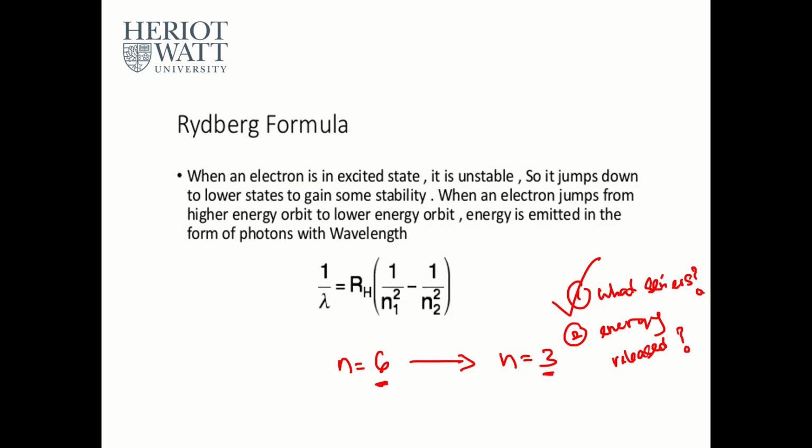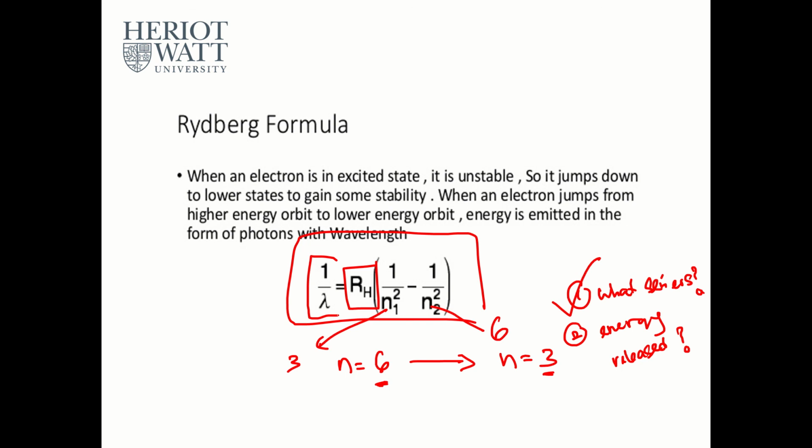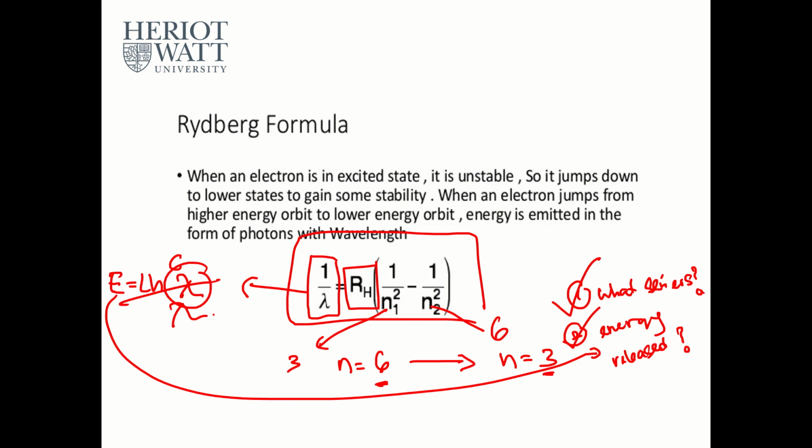Second question, how can we know the energy released? Then we make use of these equations, the Rydberg equation. We put in the n values, n1 equals 3, n2 is 6, right? And apply the constant, then you can get the 1 over lambda. From 1 over lambda, you will get the lambda, which is the wavelength. From the wavelength, you can apply the formula E equals hc over lambda. Then you can get the energy value. Second question solved. Simple as that.